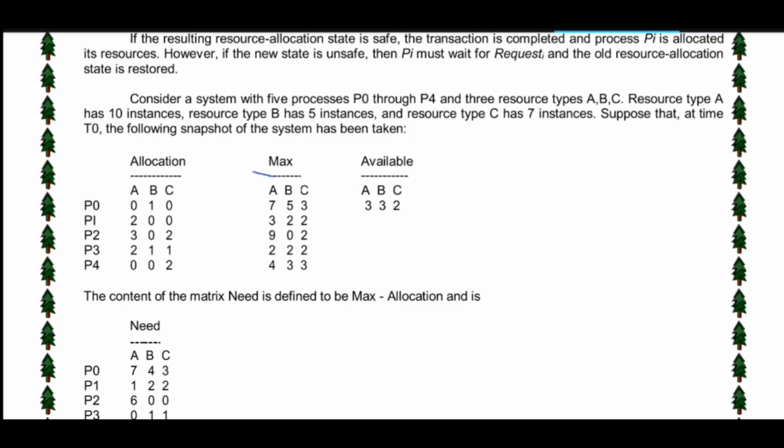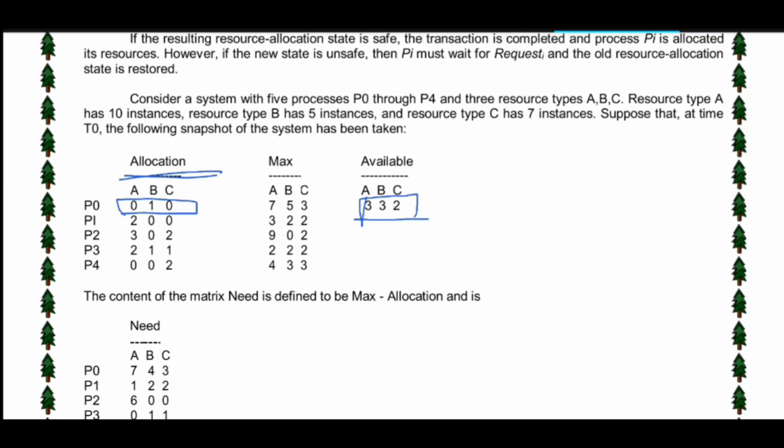This is our maximum resource available. When 7 instances of A are available, then 5 instances of B are available at that time. Then the available resources are 3, 3, 2. Then this is the allocation, or allocated resources. P0 has 0 of A, then 1 instance of B and 0 instances of C.